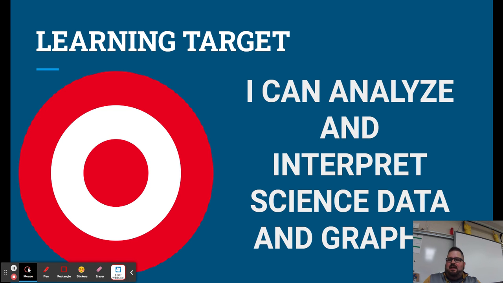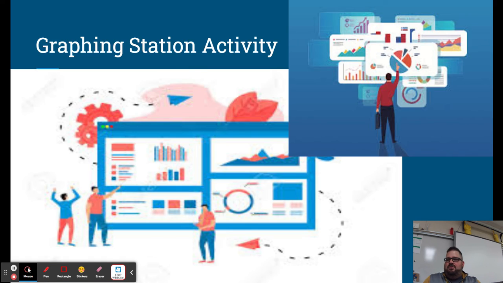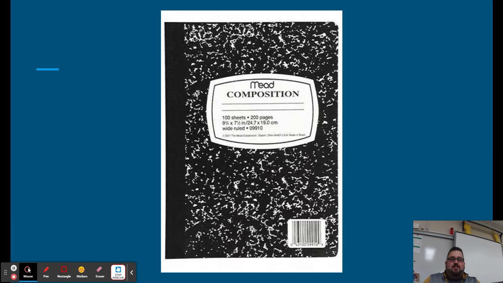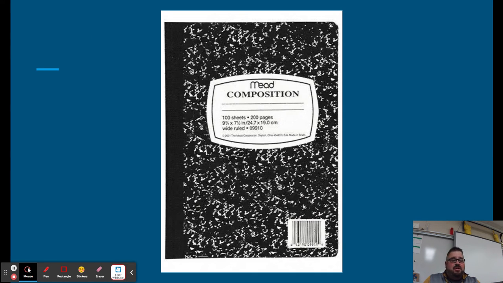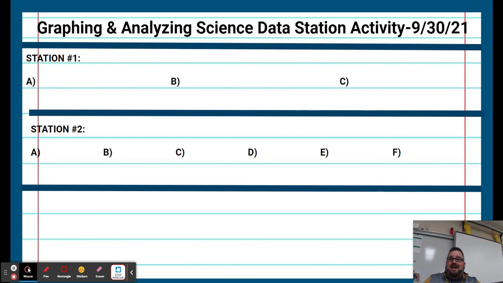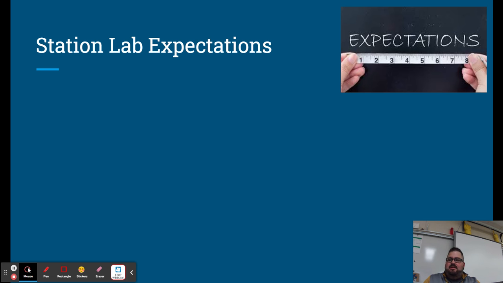Then we'll get into analyzing and interpreting science data and graphs. For this, I'm guessing you probably don't have your composition notebook, so you can just do it on a sheet of notebook paper. You're going to have to pause the video as you go. We'll title it Graphing and Analysis of Science Data, and simply write station 1, station 2, A, B, C, D, and answer the questions. So pause the video on these different stations, and then you can do what it says.